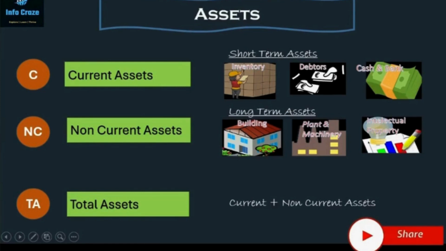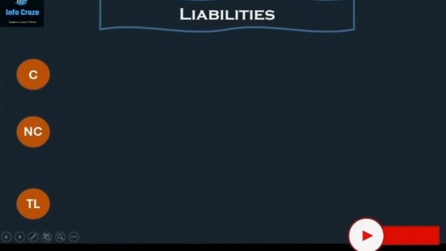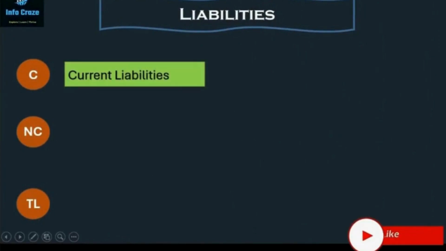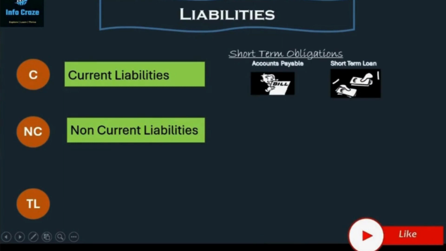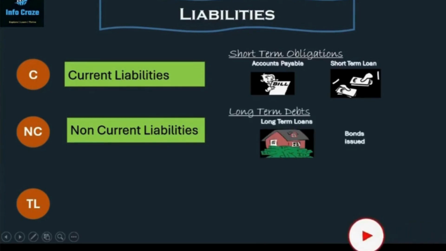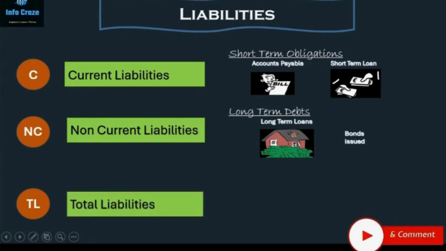Hope you have understood about the assets. Now let us understand something about the liabilities. Like assets, liabilities can also be current and non-current. What are current liabilities? From the word itself, you can understand that these are the short-term obligations, like accounts payable to your sundry creditors, and short-term loans which you might have taken and need to repay at a faster pace, whereas the non-current liabilities are long-term loans and long-term debts. So the sum of these current liabilities and non-current liabilities is the total liabilities of a company.